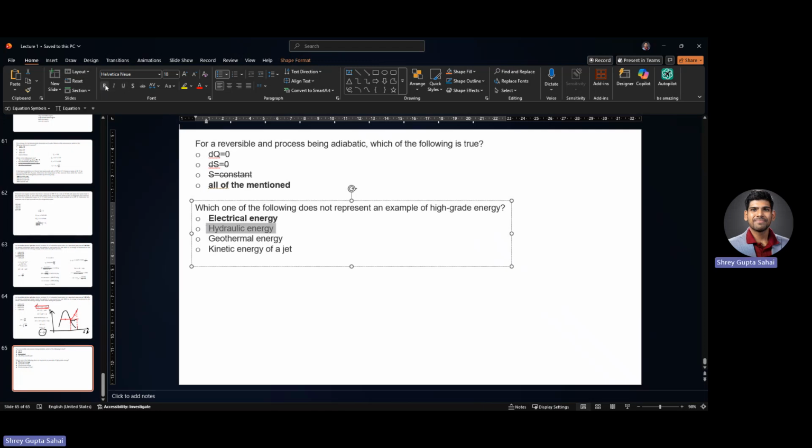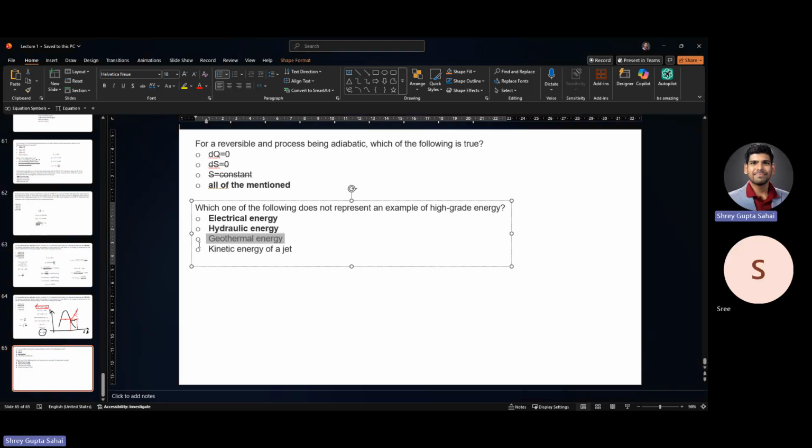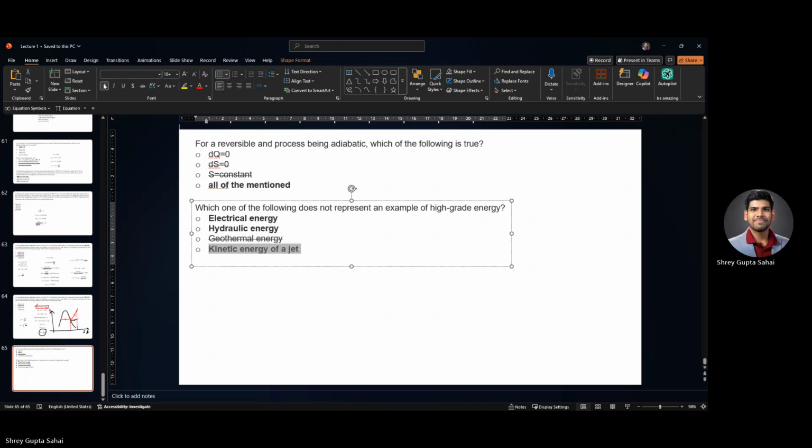Still, it is a form of kinetic energy. So this is also true. And geothermal energy comes in a form of, what do you say, it's a low grade energy, and kinetic energy is also, what do you say, high grade mechanical energy, right? So this is the true option, the correct option. All others are actually high grade energy. Okay.